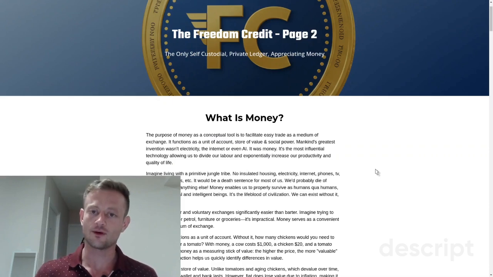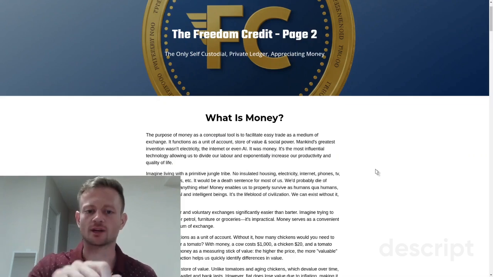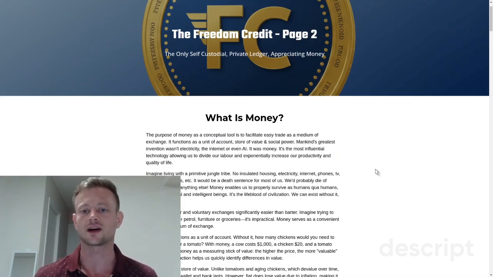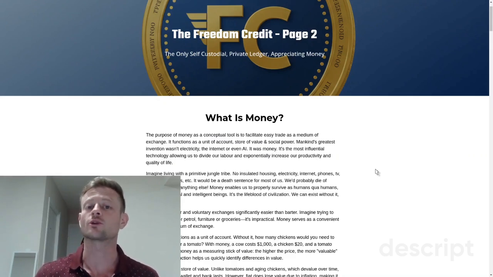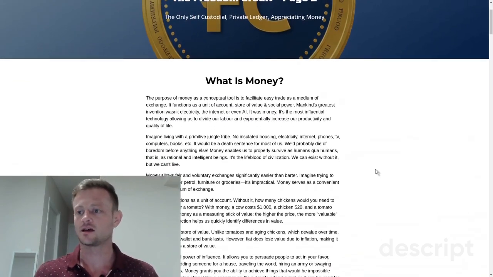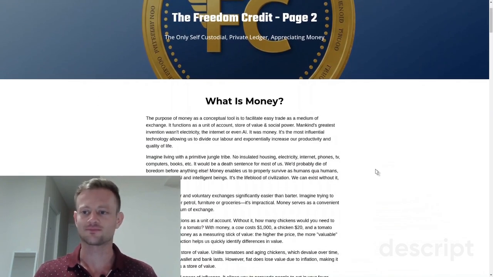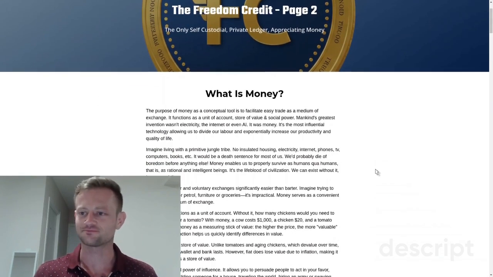That's for us, that's for the individual. That's not collectivist, that's not centralized, that's not decentralized, but private. That's why Freedom Credit is the only self-custodial, private ledger, appreciating money. Mind you, the Freedom Credit is still in the concept stage, so it hasn't been technically built. This is the theory, the concept, and the concept has, for the most part, been constructed, which I'm very proud of, and I'm presenting to you today.